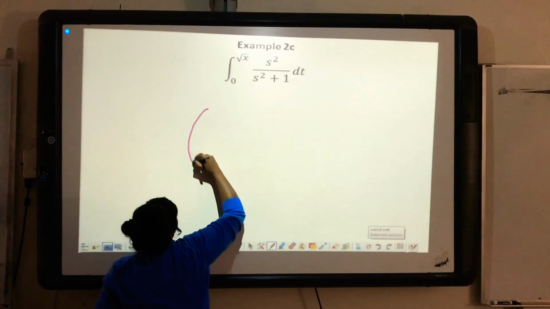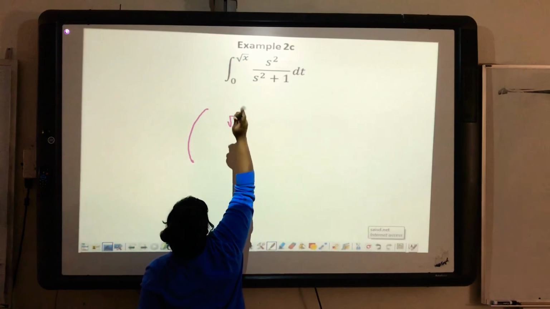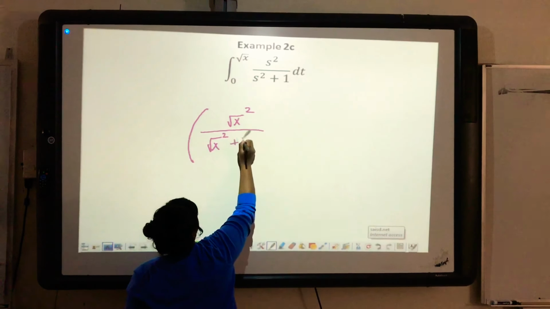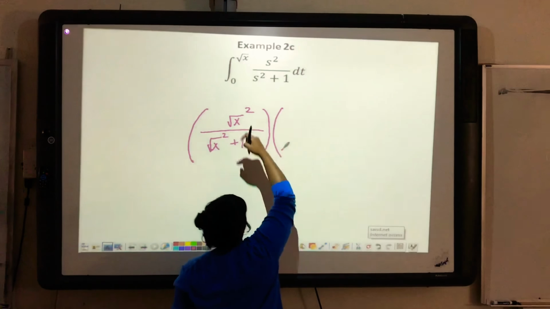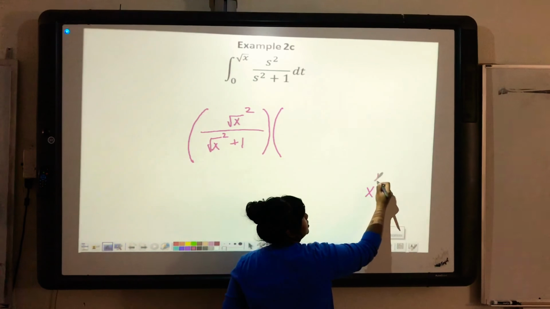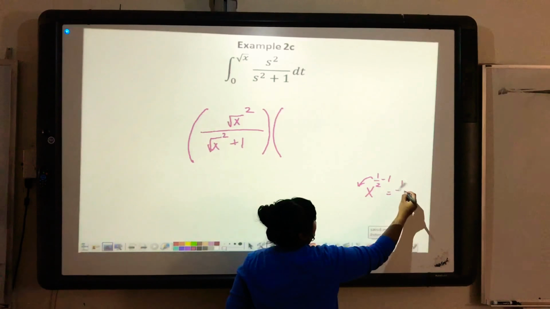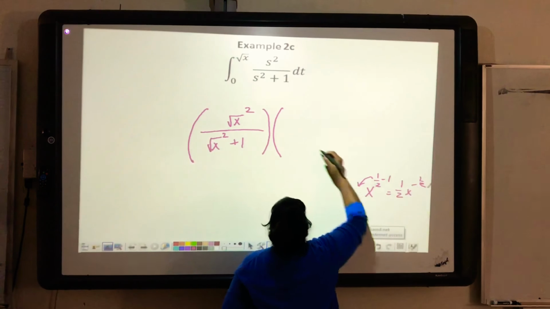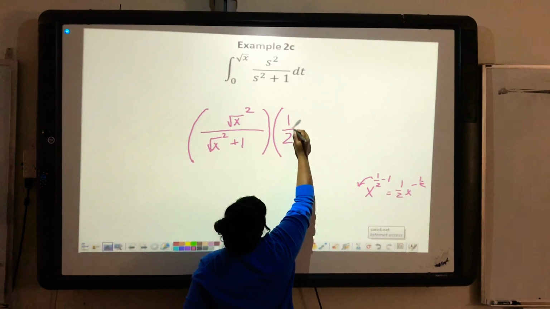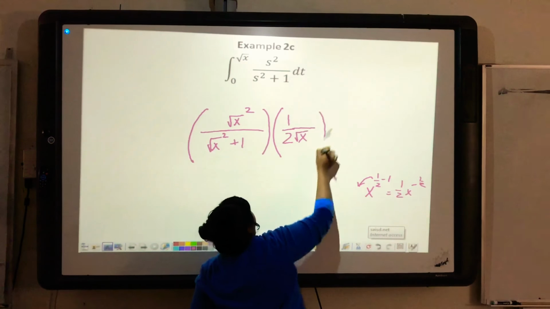So let's go ahead and replace. This becomes, my s becomes the square root of x. But I can't forget the squared times the derivative of the square root of x. So the square root of x is the same as saying x to the 1/2. So if I bring that forward and subtract 1, then I get 1/2 x to the negative 1/2. So this becomes 1/2 to the negative 1/2, so square root of x.